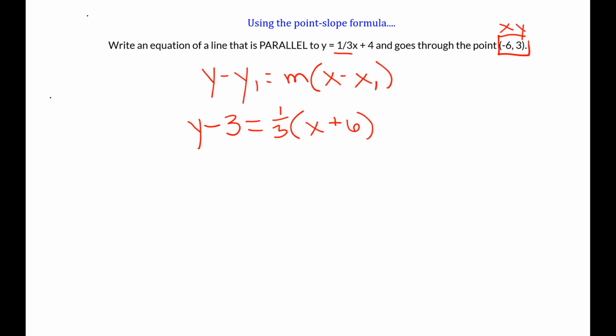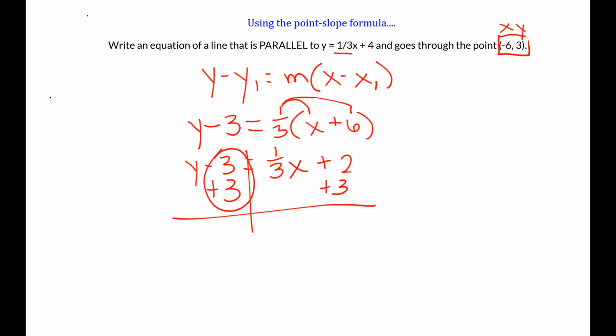Then I'm going to distribute, so I'm solving the equation. y minus 3 stays the same. 1/3 x, 1/3 times 6 is plus 2. Then I'm going to keep solving and get y by itself, so add 3 to both sides. So I get y equals 1/3 x plus 5. As you can see, I got the same answer as I did on the previous one when I used the slope-intercept form, which shows that I can use either of these methods to get my answer.